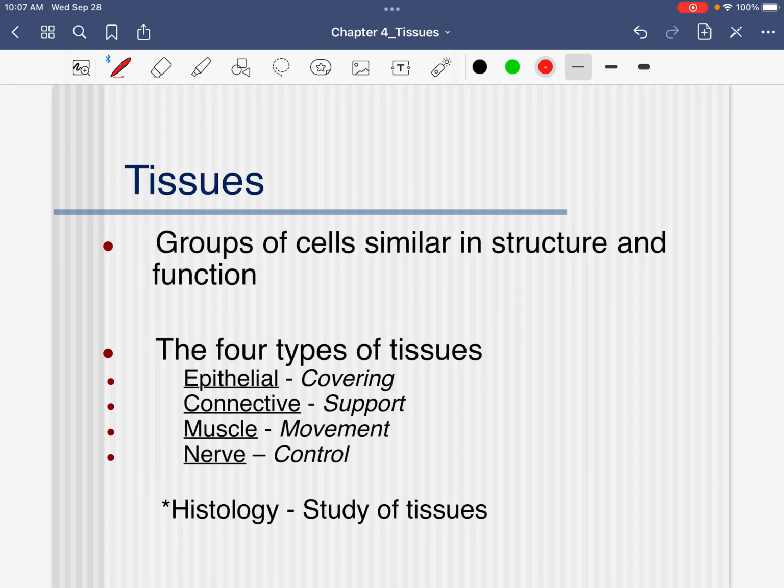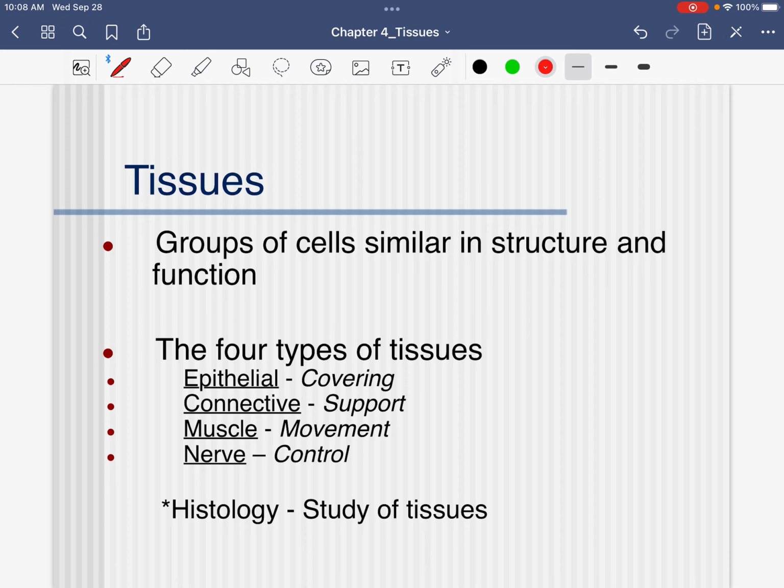So make sure that you can define tissues. Tissues in the body are groups of cells with similar structure and function. For example, what if we just have a bunch of muscle cells that get together? Well, a bunch of muscle cells that get together is muscle tissue. What if we have a bunch of skin cells that get together? Well, that bunch of skin cells is going to make up skin tissue.